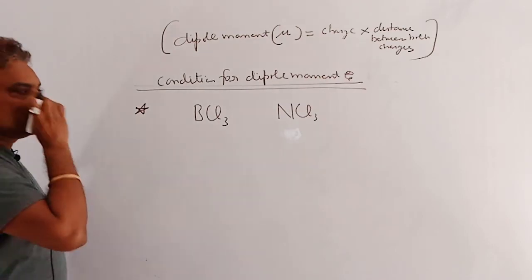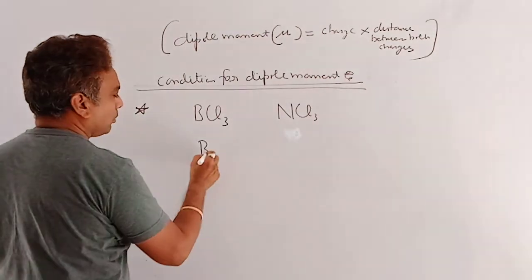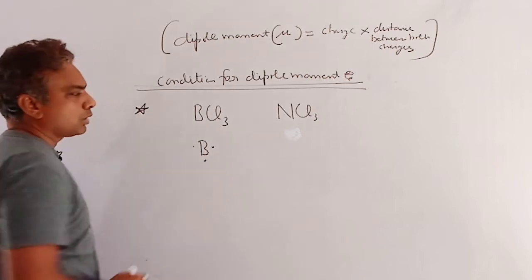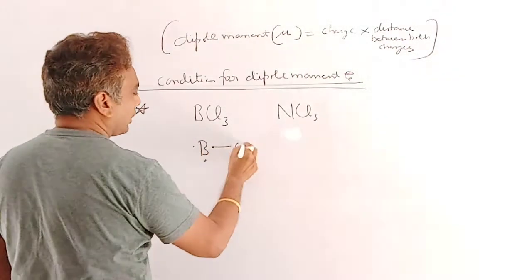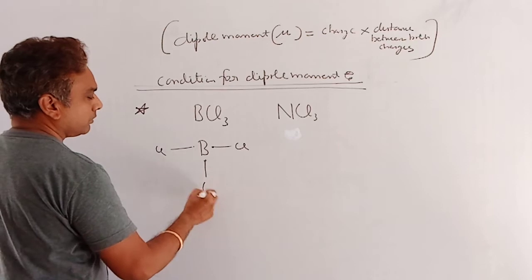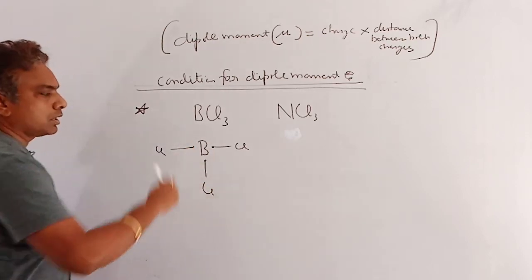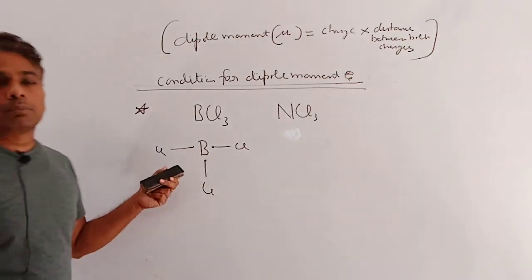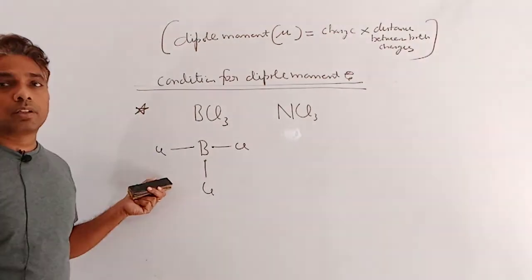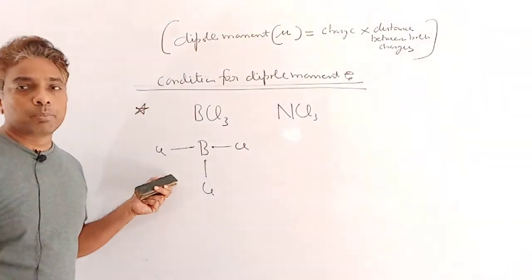In both molecules, boron contains 3 electrons in the outermost shell and all 3 are shared with chlorine atoms. So the central atom doesn't have any lone pair. So the dipole moment of BCl3 is 0.